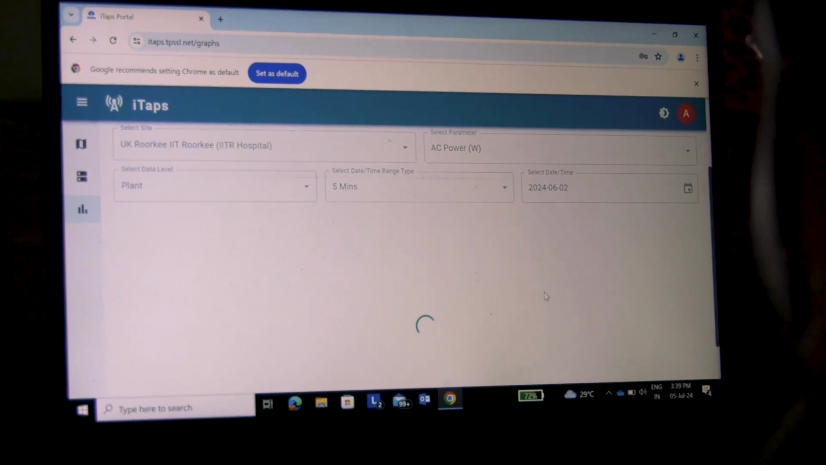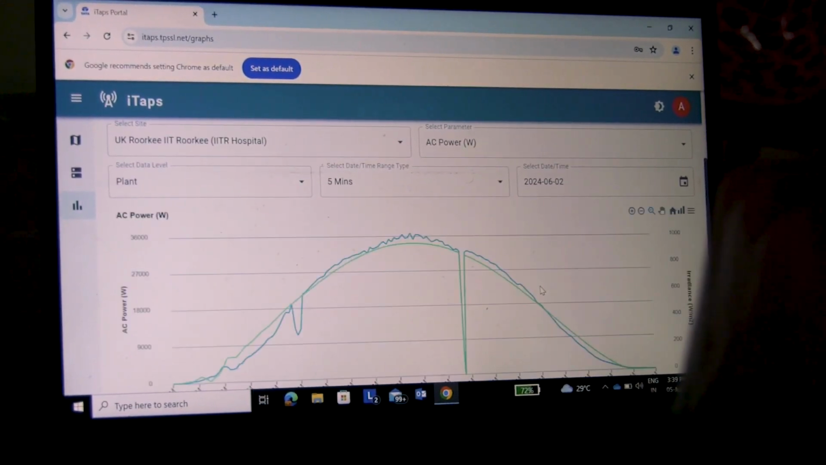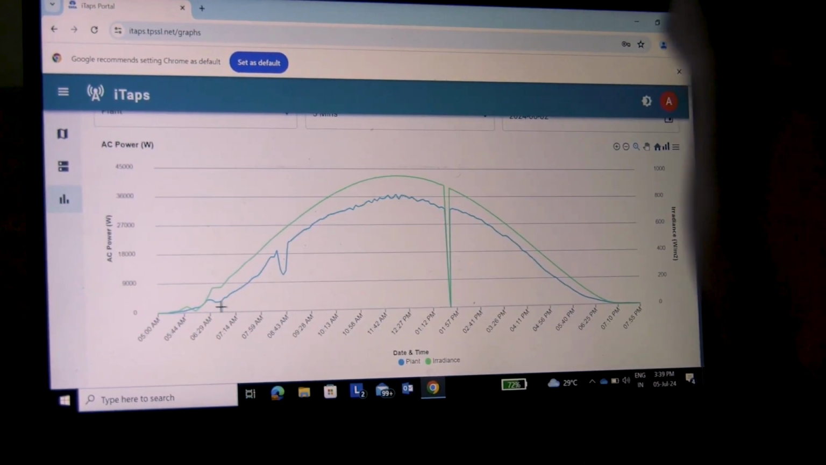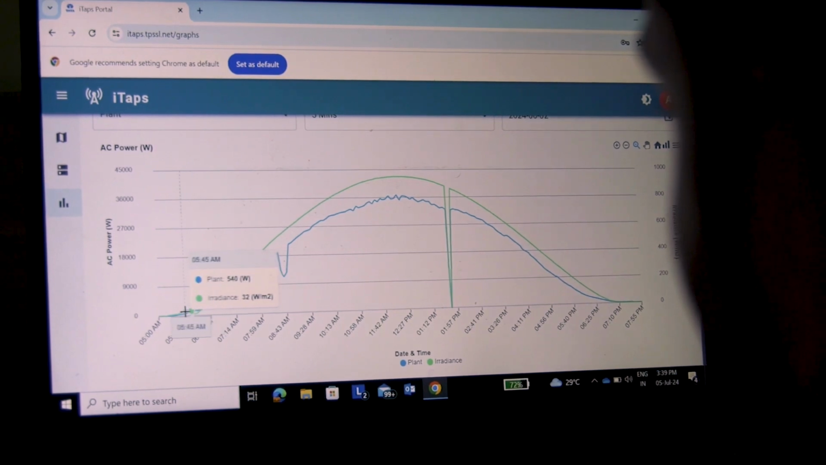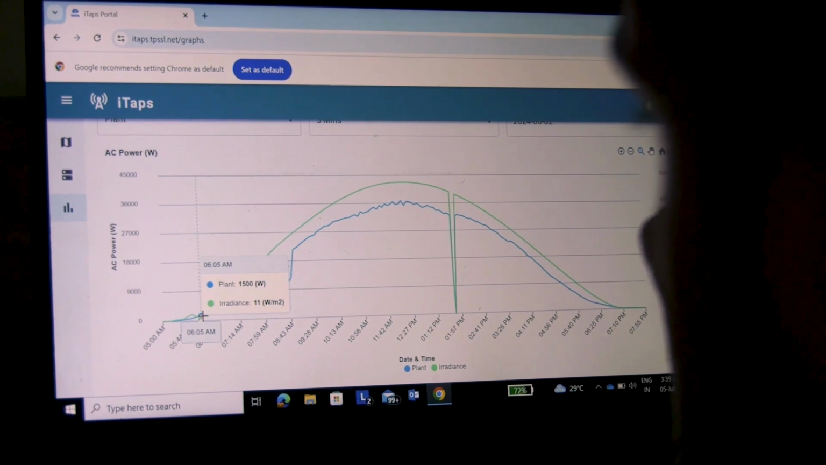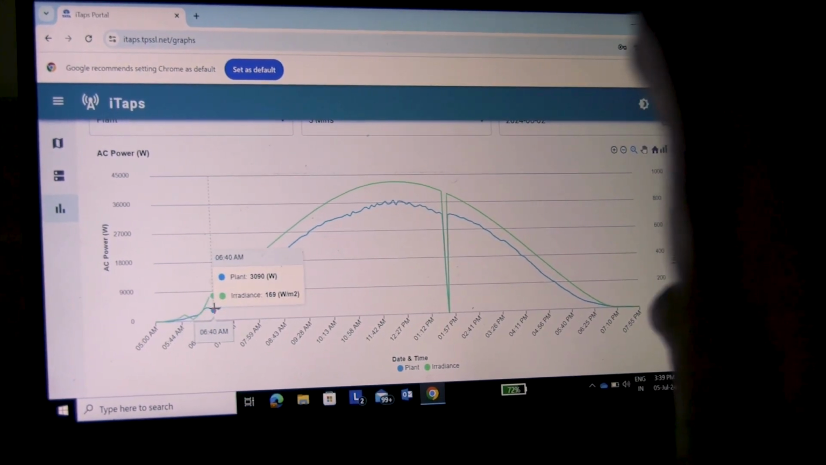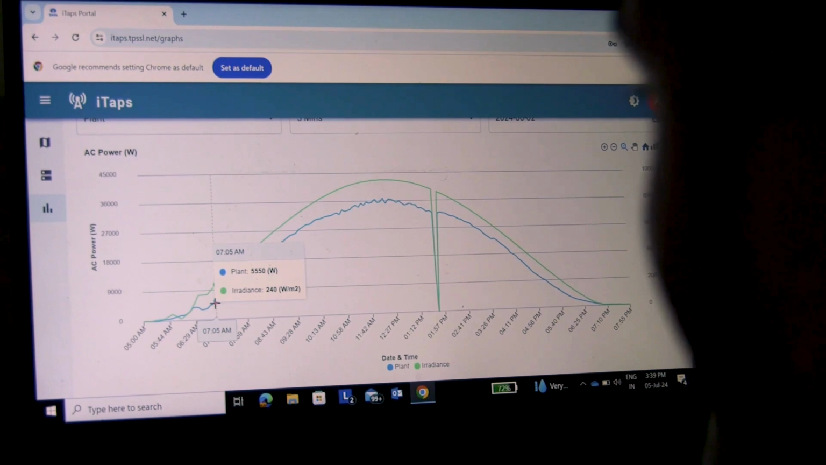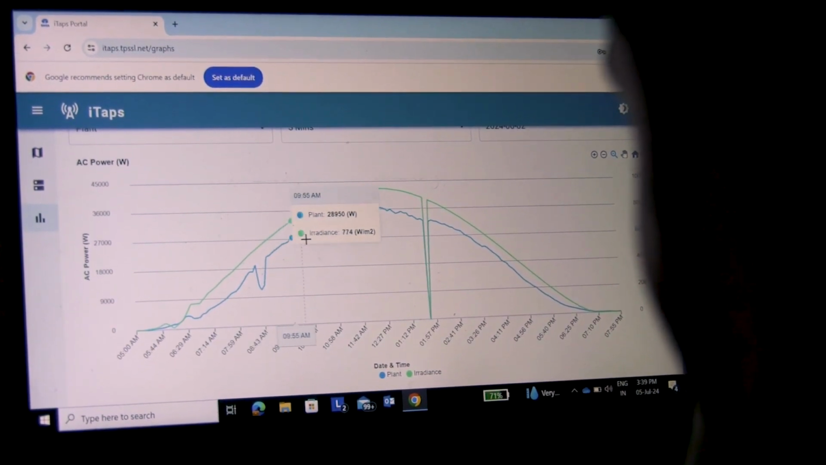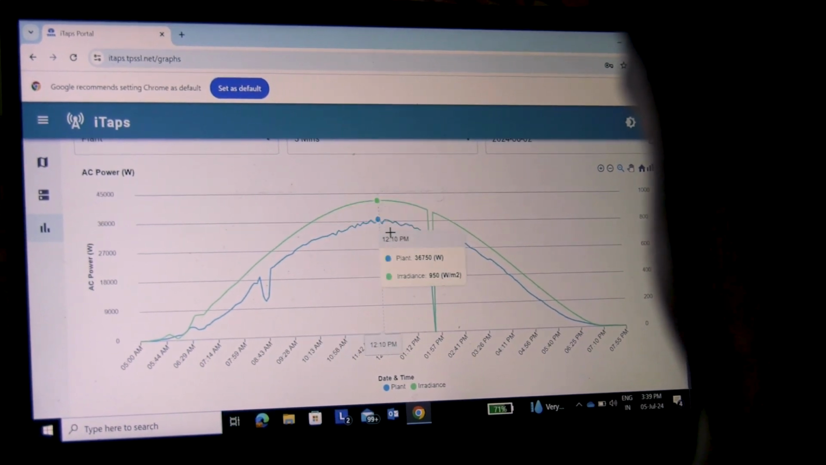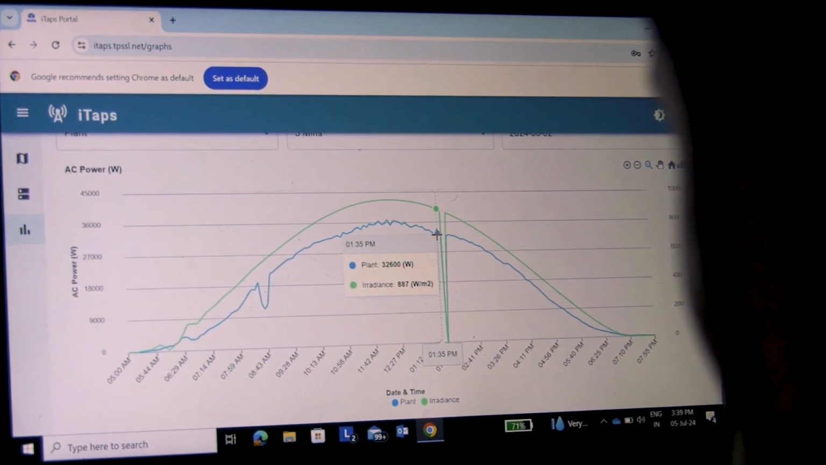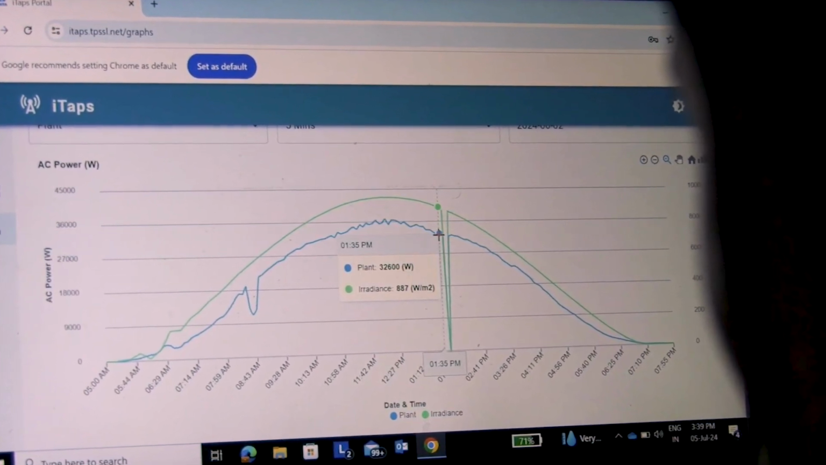Moving on to the graph for June 2, 2024, it illustrates the relationship between solar irradiance and the AC power output of the solar PV plant throughout the day. Starting from early morning at 5 am, both irradiance and power output gradually increase as the sun rises, with the irradiance curve and the power output showing a steady upward trend by mid-morning to midday. The irradiance reaches its peak, resulting in optimal solar energy conversion and maximum AC power output.